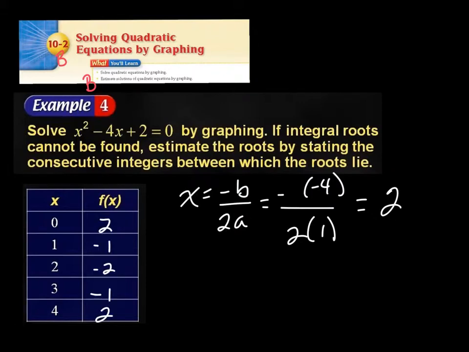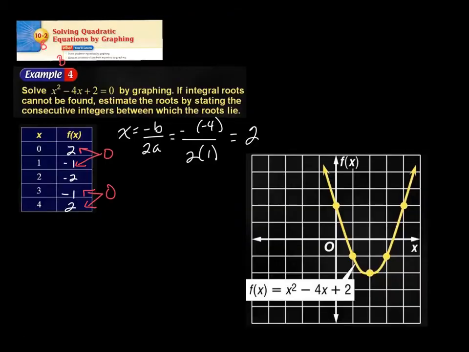Prepare to be amazed. We did not have 0 turn up in our chart, and yet, if you look closely, somewhere between positive 2 and negative 1, there is a 0. Somewhere between negative 1 and positive 2, there is a 0. The directions were solved by graphing, so we should plot the points and have our graph, but I had the answer from the table. The consecutive integers where our 0 falls between is between 0 and 1 and 3 and 4.